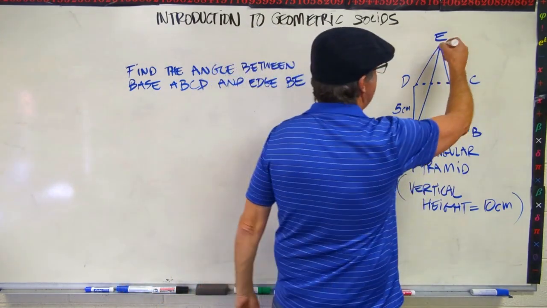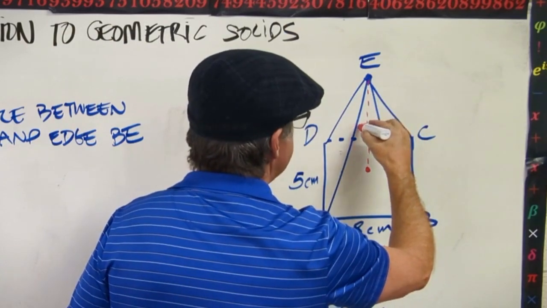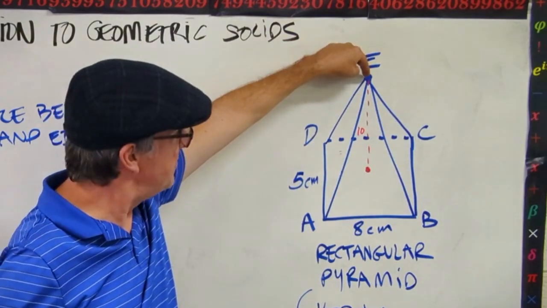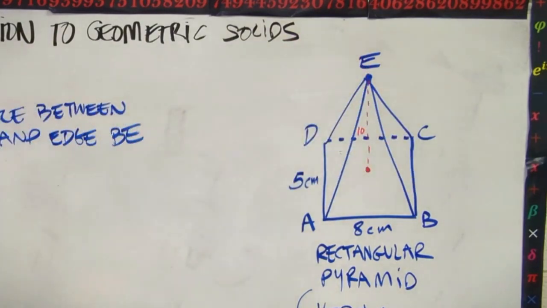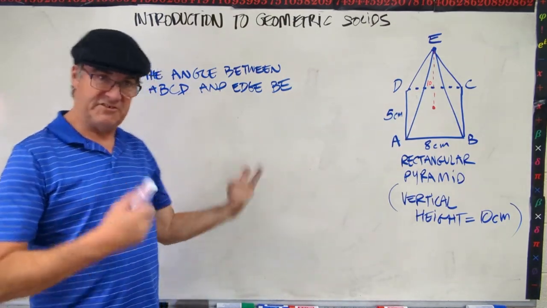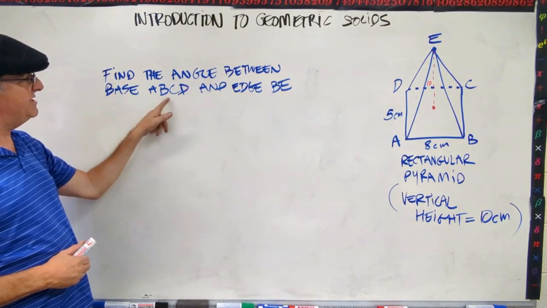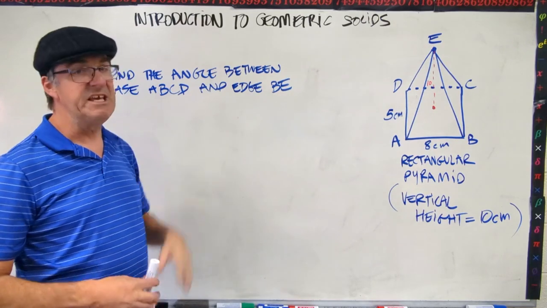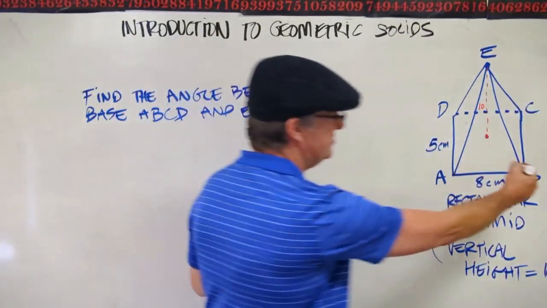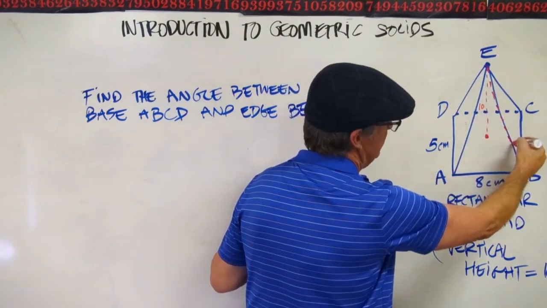So I'm going to go ahead and sketch that in. That is 10. So that's a straight line dropping down from the tip of the pyramid to the center of the base. So that's our vertical height. Now, what might we want to calculate? Let's take a look. Find the angle between base ABCD and edge BE. So let's sketch some stuff on there. Here's edge BE. It's from this corner all the way up to the top. I'm just going to dash that in.